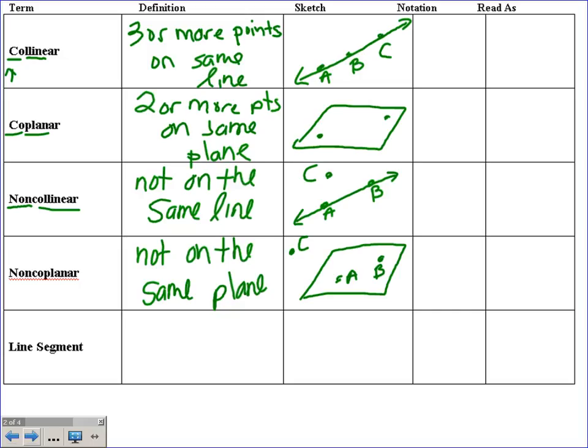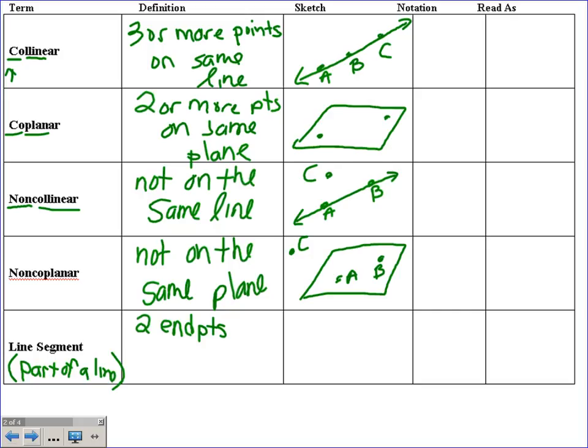Okay, line segment. The way I think of this is it's basically part of a line. So a line goes on forever, right? If we just want to talk about a little bit of it, it's now called a line segment. Segment just means a piece of something. So we're talking about part of a line. What you're going to need is two endpoints. You're going to need to say, hey, where does that thing start? Where does it end?